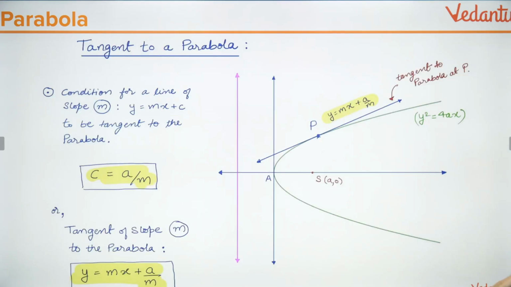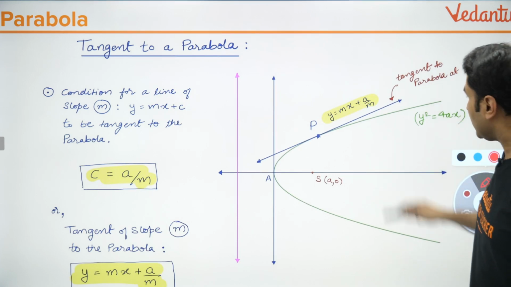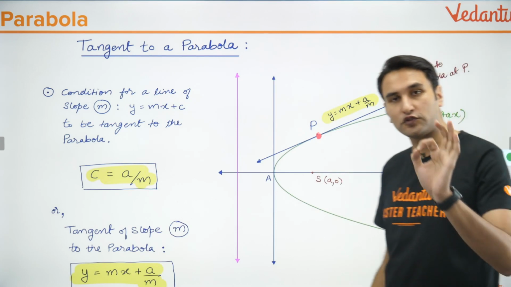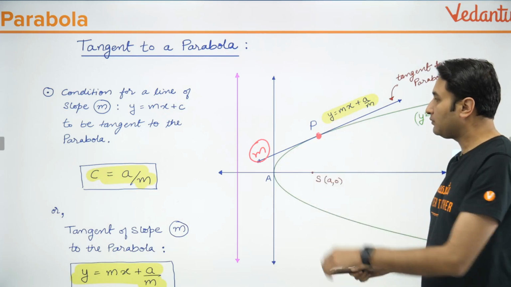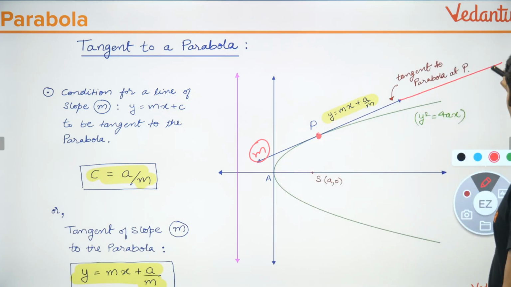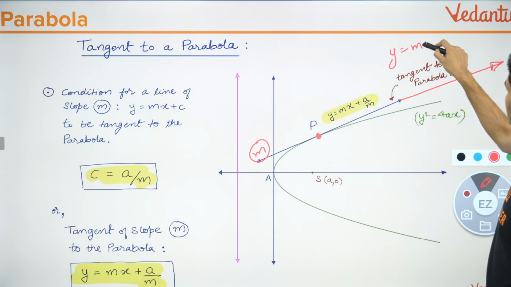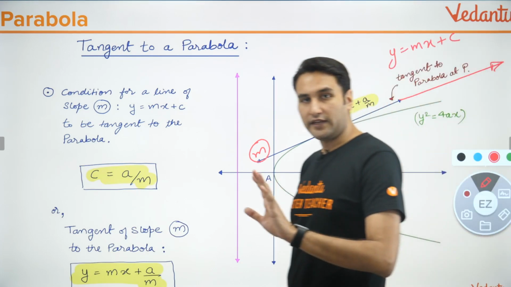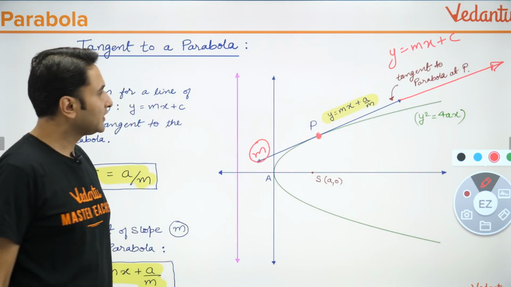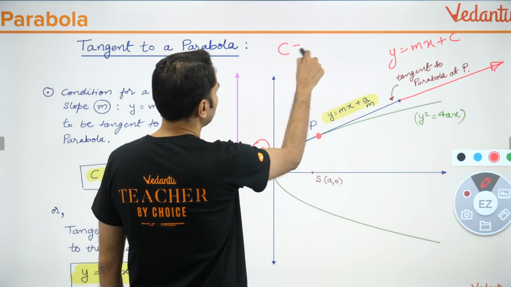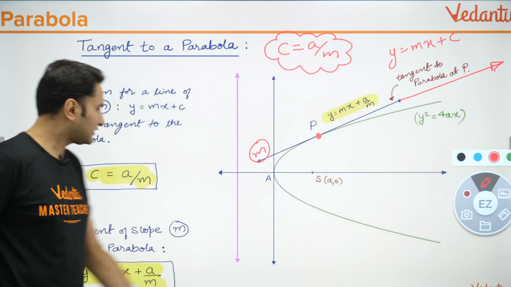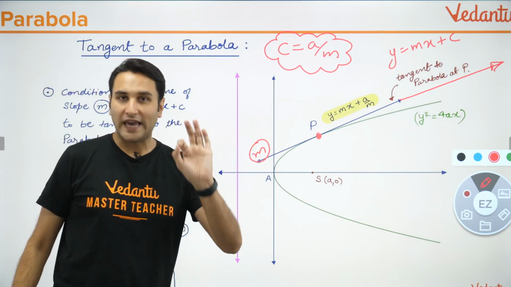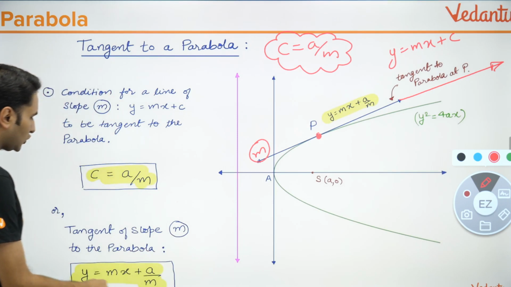Let's move ahead. Now let's do the tangent quickly. Very quickly let's do the tangents. तो बच्चों याद रखो, if there is a line of slope m, for it to become a tangent, so imagine this is a line which is y is equal to mx plus c. For this line to be the tangent of the parabola, बच्चों the condition is that c should be equal to a by m. In simple words, thus the tangent of slope m to the parabola is y is equal to mx plus a by m.